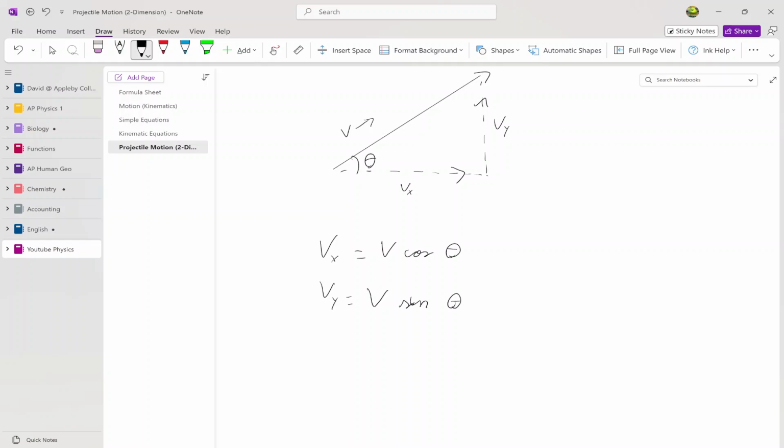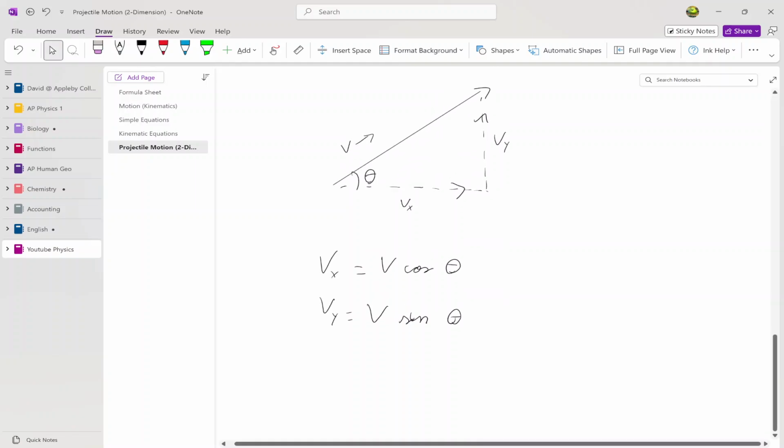Now this is just a broken down, simplified version of isolating for this. In reality, obviously, you do that, and then you find this, and then you can just isolate for this.